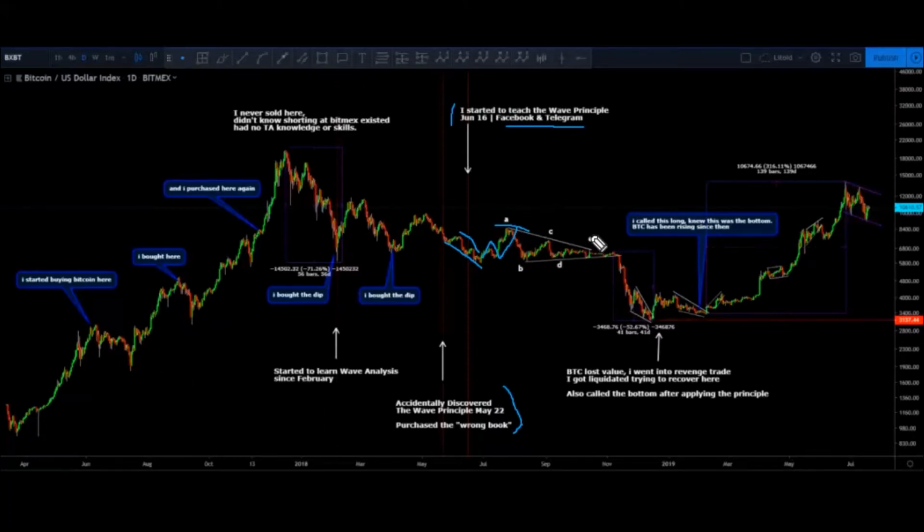And it was later that I found that this was a triangle followed by an ending diagonal. When this happened, I knew this was the bottom of Bitcoin, of this whole correction after all this impulse. What happens next is the next bull run, and it has not returned here yet, and I don't think it will any day in the future.